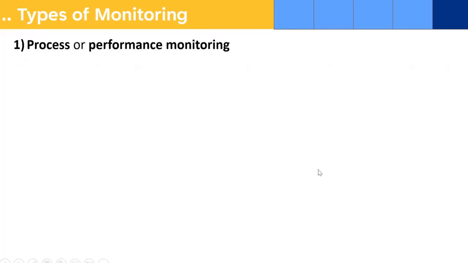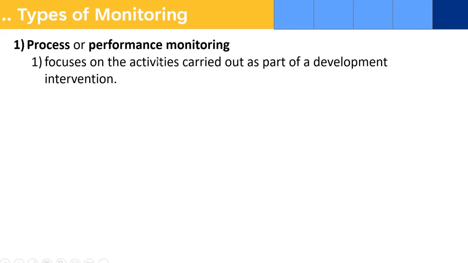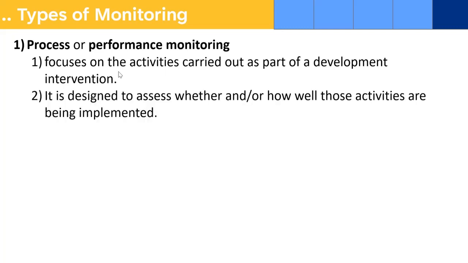So, the first type is process or performance monitoring. You can see the words: it's monitoring of the process or the performance. It focuses on activities carried out as part of a development intervention. Your monitoring is focused on whether those activities are carried out or not. It is designed to assess whether and how well those activities are being implemented. This is the quality part: how well those activities are being implemented, not just whether the activities are carried out, but how well.